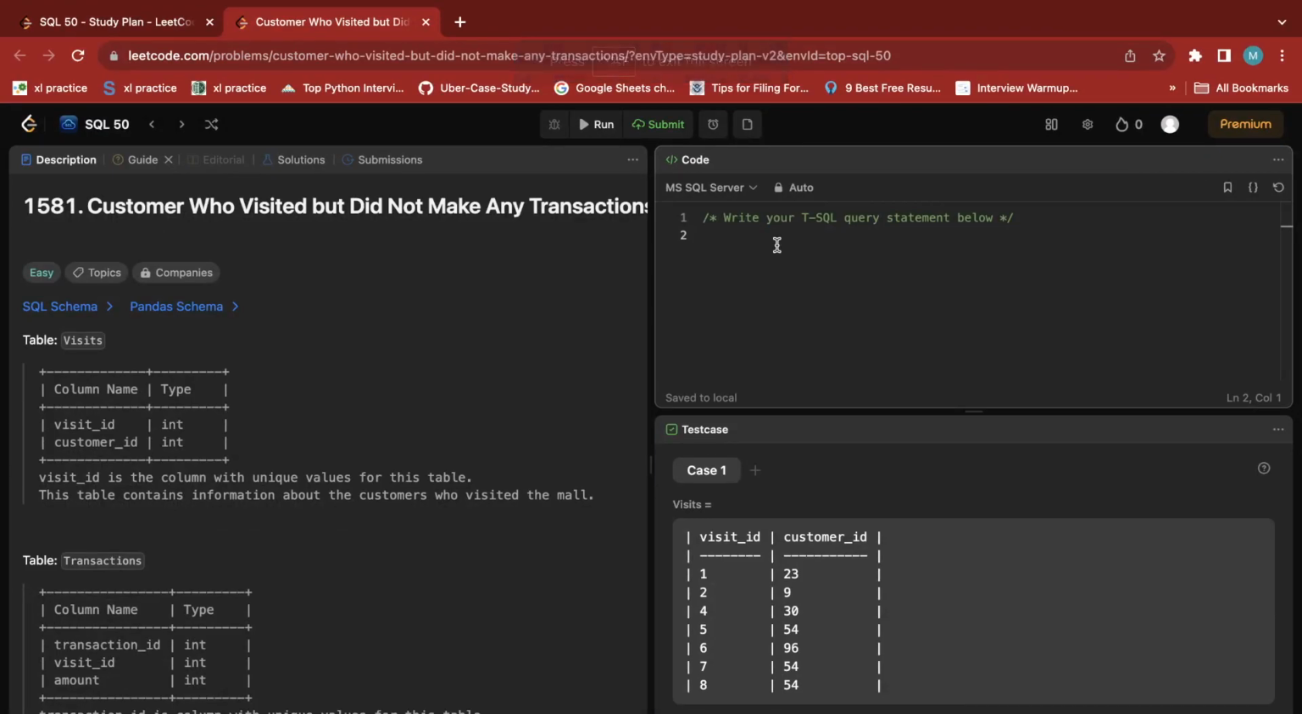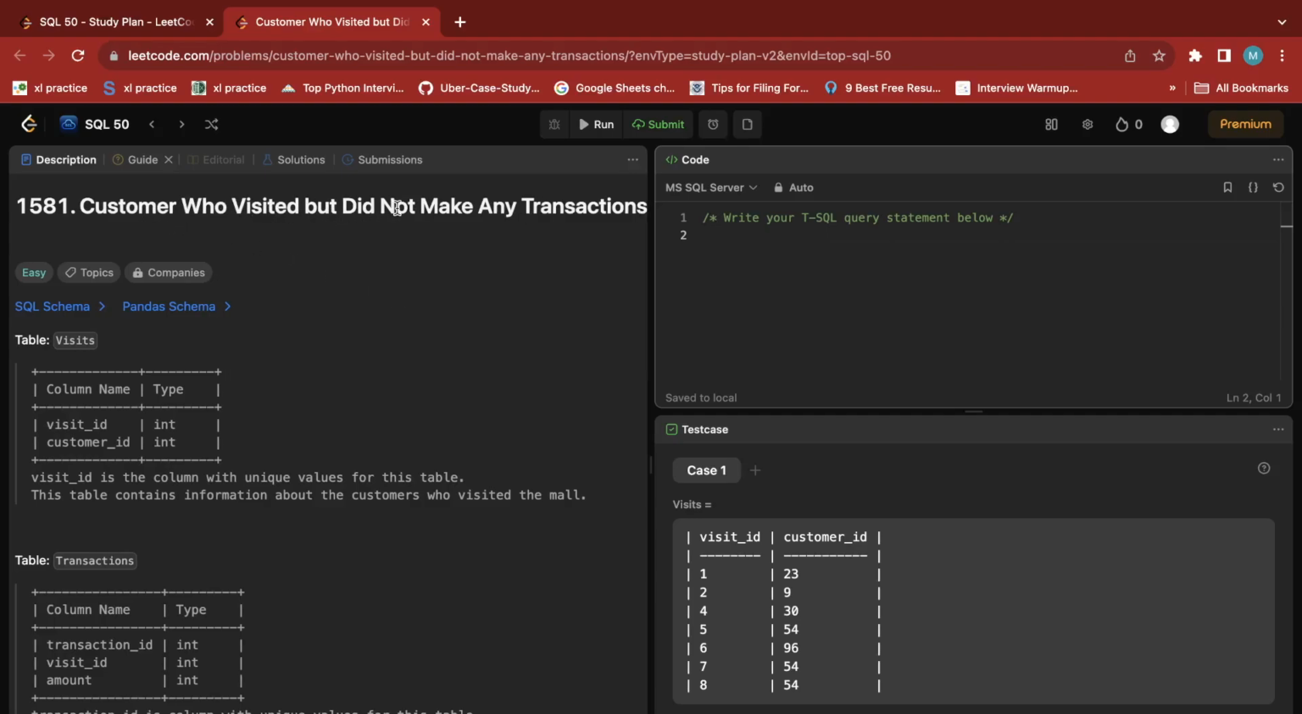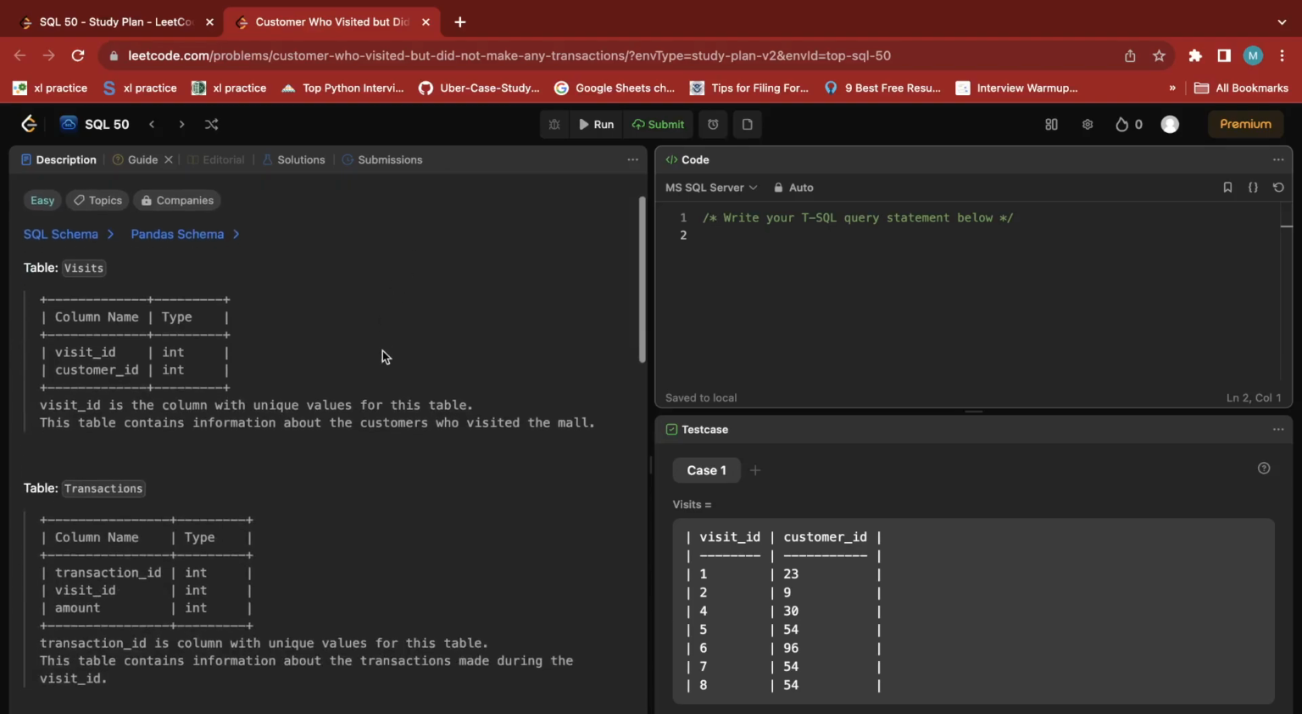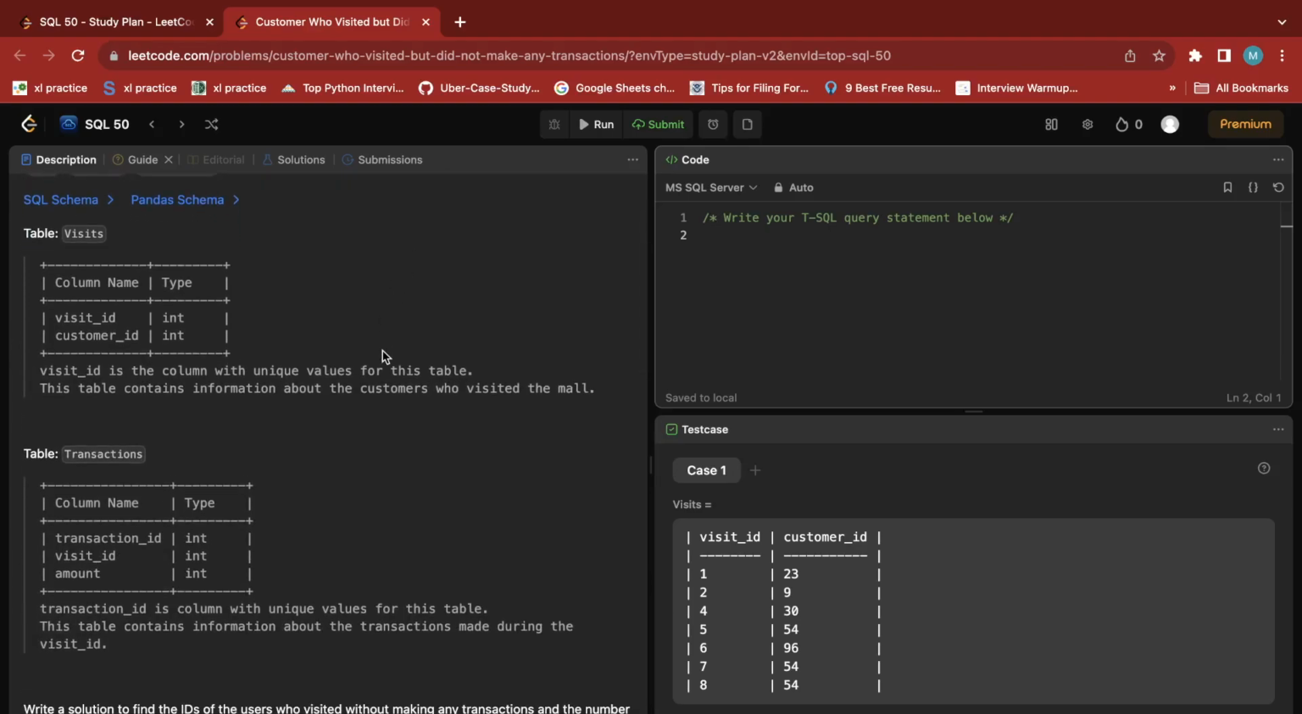Hi everyone. So let's solve the next question in the SQL 50 series, which is customer who visited but did not make any transactions. So in this question, we have two tables, visits and transactions. In the visits table, we have the visit ID and the customer ID. It contains information about the customers who have visited the mall.